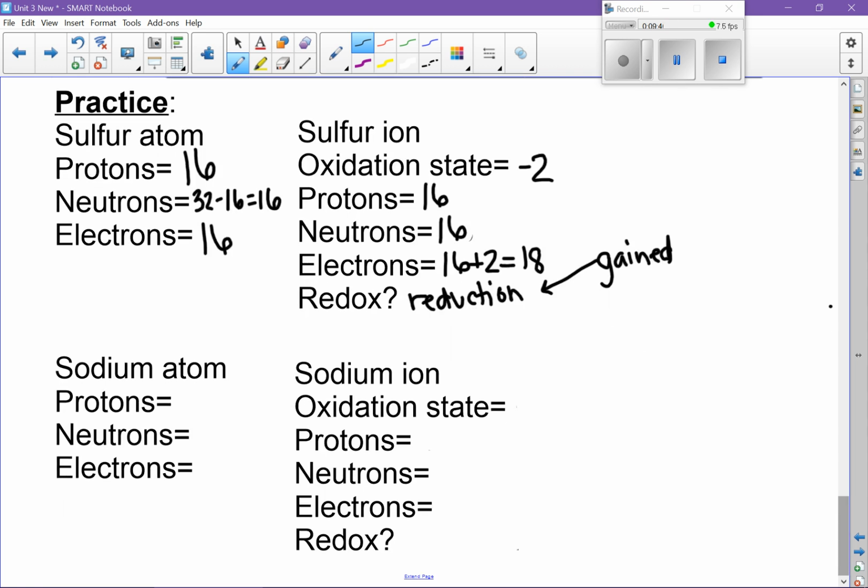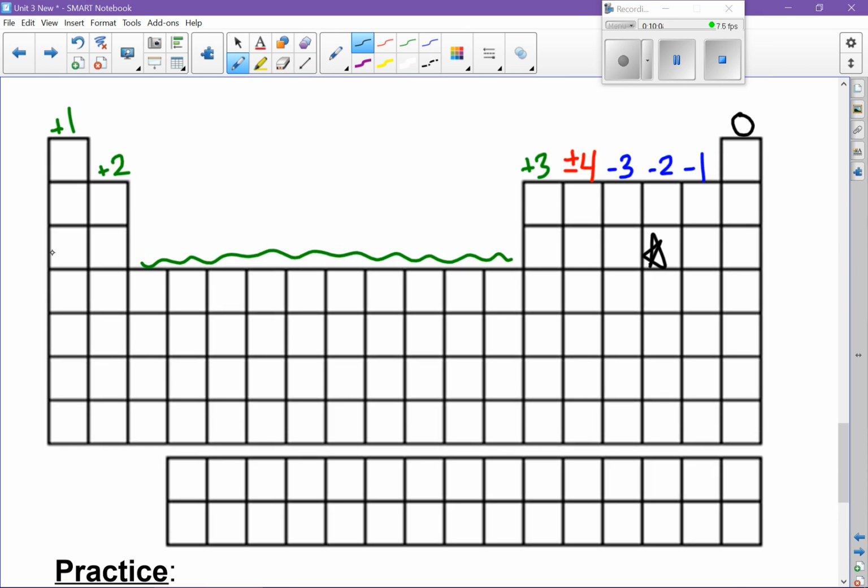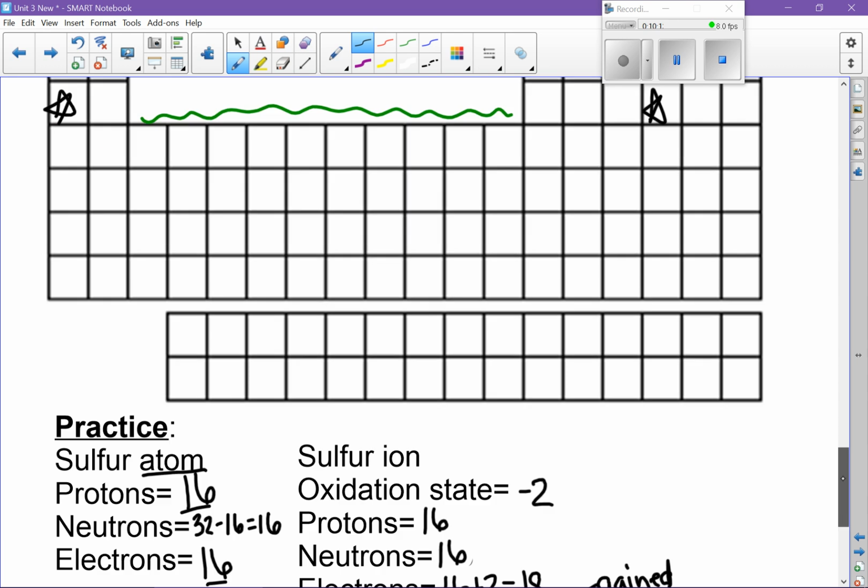Let's do one more. Let's think about sodium. The atomic number for sodium is 11, so it has 11 protons. Neutrons, we do mass minus protons, 12. The electrons are equal here because it's an atom. Notice that wherever there's an atom, protons and electrons are equal. It's in the ion that the electrons will change. Let's find sodium on the periodic table. It's here. That means that it has an oxidation state of +1.